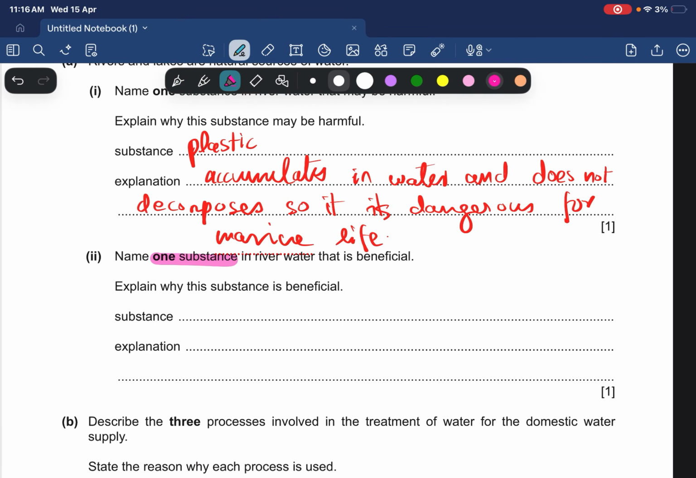Name one substance in river water that is beneficial. Explain why this substance is beneficial. Oxygen. Got it? Oxygen is the only thing that's dissolved in water that's beneficial. Oxygen provides energy source, like for the oxidation of the glucose that you eat, for marine life.